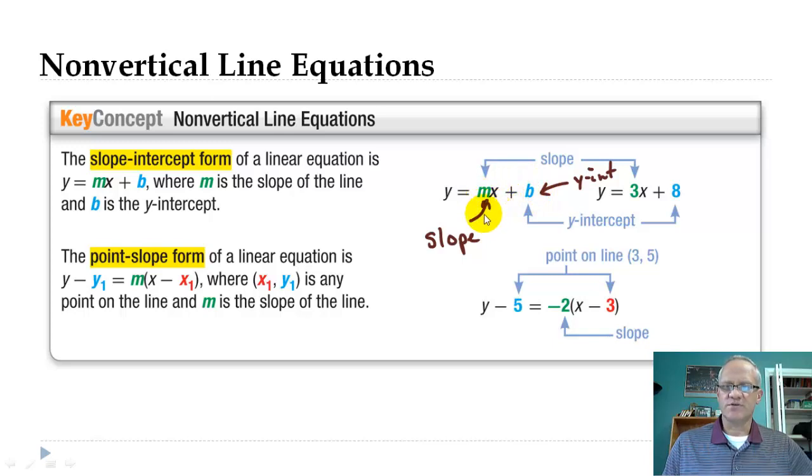Okay, we'll do an example here and graph these and see what these mean. But again, we talked about slope last time. That's the steepness of the line, and b is your y-intercept. That's the point that you're going to graph on the y-axis.